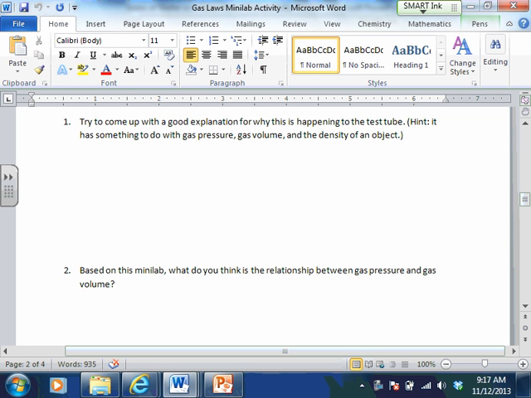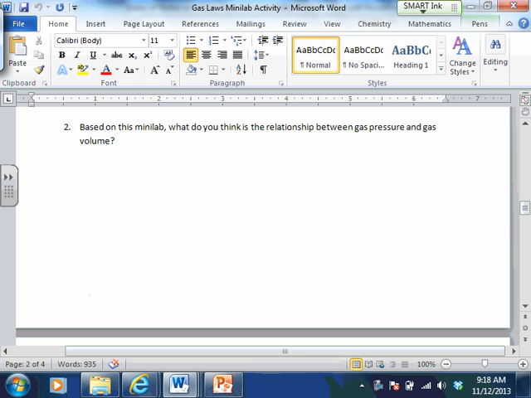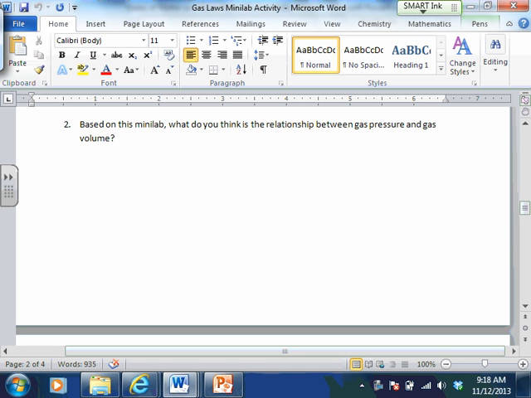Weight and density are not exactly related, but if you're talking about a volume, then they are. Point is, if we force more of the water into the test tube, the water's more dense, so that makes the test tube more dense, so then the test tube is going to sink in the water, okay? That's the idea there on number 1. So something along those lines. Now, this is the important part. Based on this Minilab, what do you think is the relationship between gas pressure and gas volume?